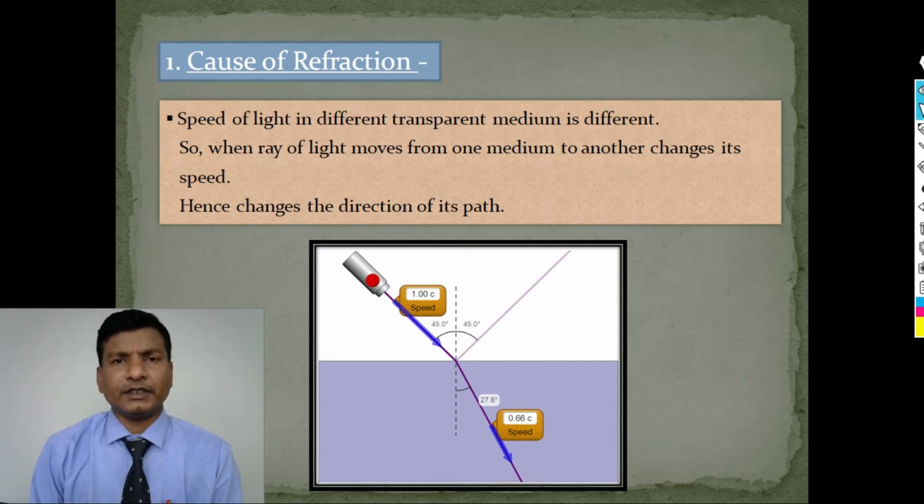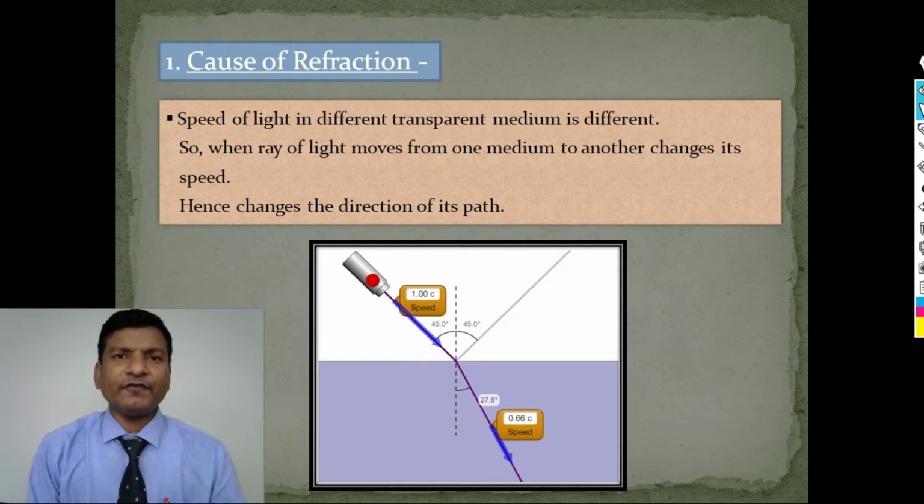Are you thinking something? Yes, when a ray of light moves from one medium to another medium, what happens to the speed of light? The speed of light in the second medium changes. Why? Because in the previous classes I have told you the speed of light in different media is different. Say the speed of light in air or vacuum is 3 × 10^8 meter per second, whereas the speed of light in glass is 2 × 10^8 meter per second.